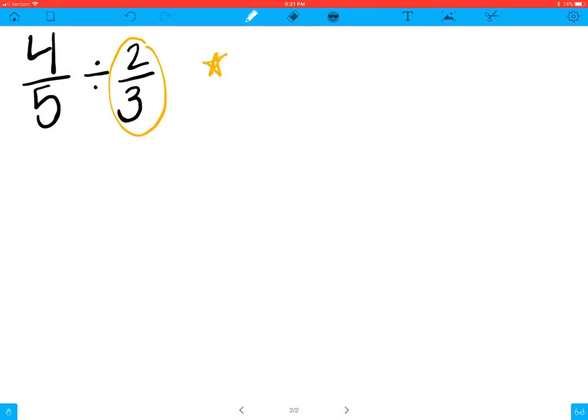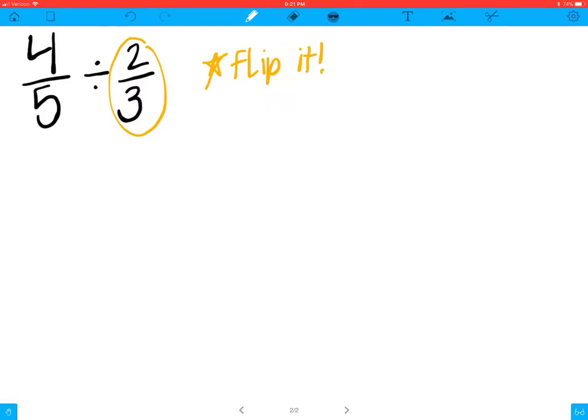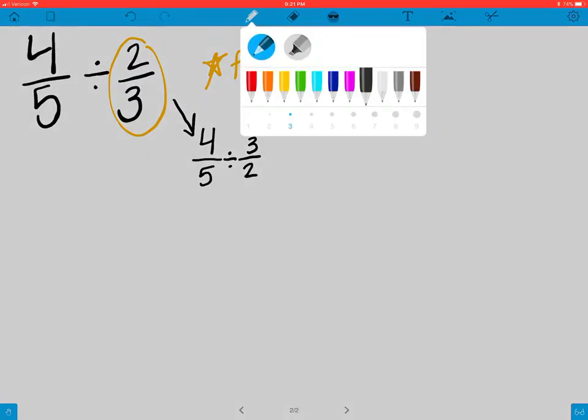Now, the cool part is you don't have to get a magnifying glass to find the reciprocal, but we do need to attend to precision. The reciprocal of 2/3 is 3/2. The reciprocal is when we flip it and the denominator becomes the numerator and the numerator becomes the denominator.